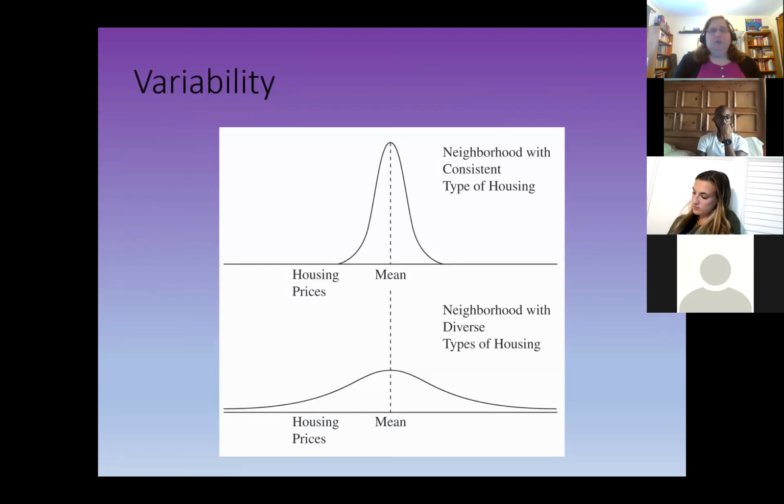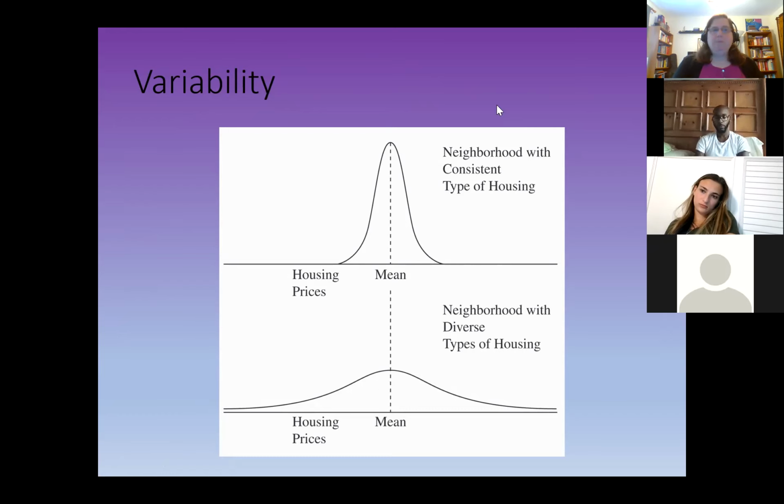So here's a good example for you. Let's talk about housing prices for just a moment. If you look at both graphs, you will see that they have the same average. They have the same mean. If we just look down the center here, this is the same mean housing price.